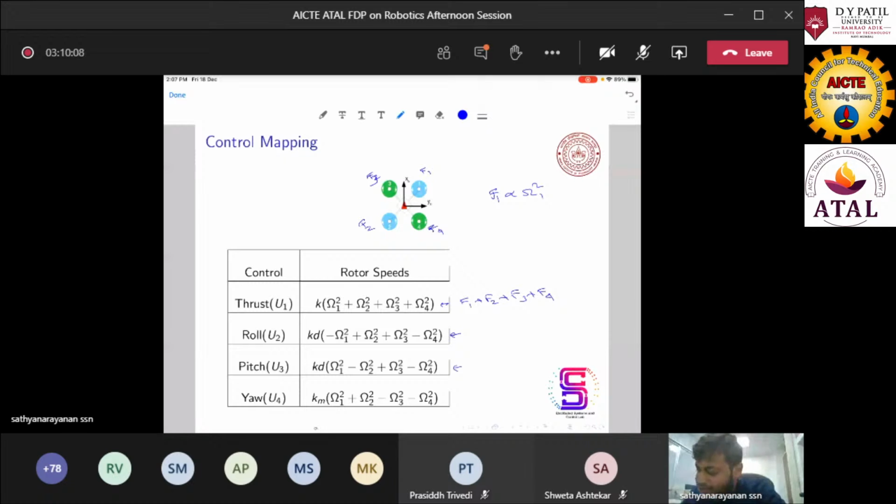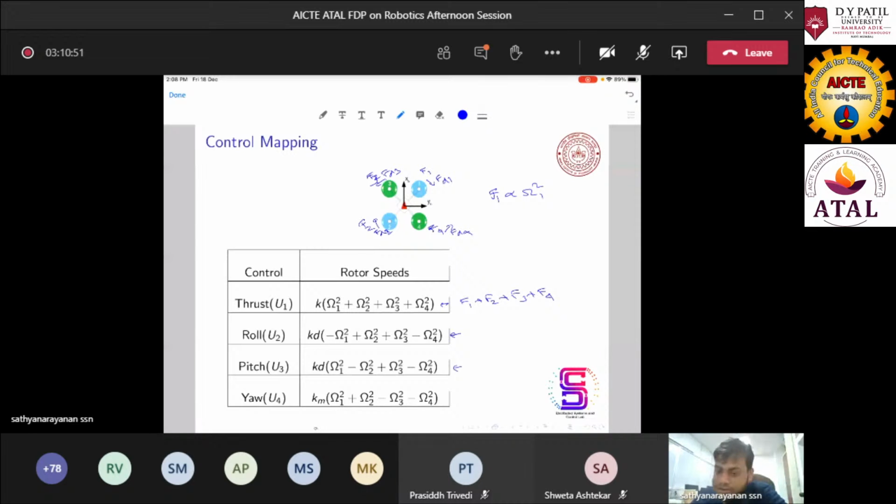And for the yaw, yaw is due to the drag force only. When the rotors are rotating, one is rotating in the anti-clockwise direction, so the drag force FD will be generated along this direction for rotor one, and for rotor two, it is rotating like this, so it will be like this. And for 3 and 4, similarly, FD3 and FD4.